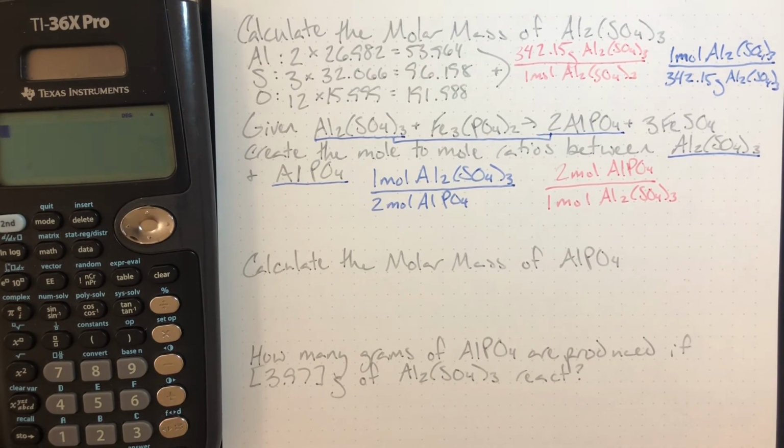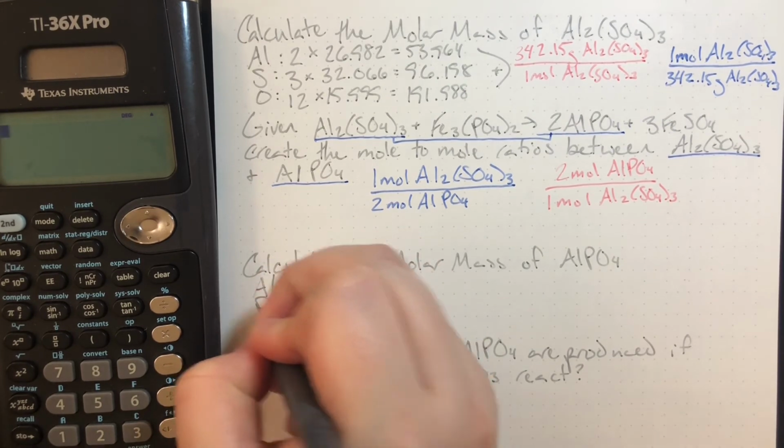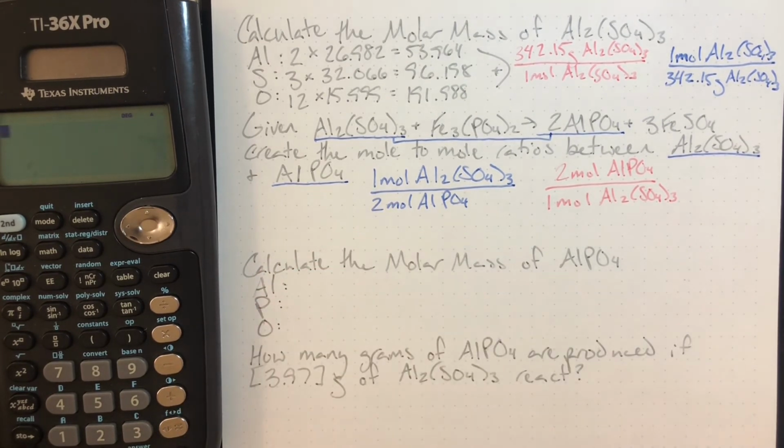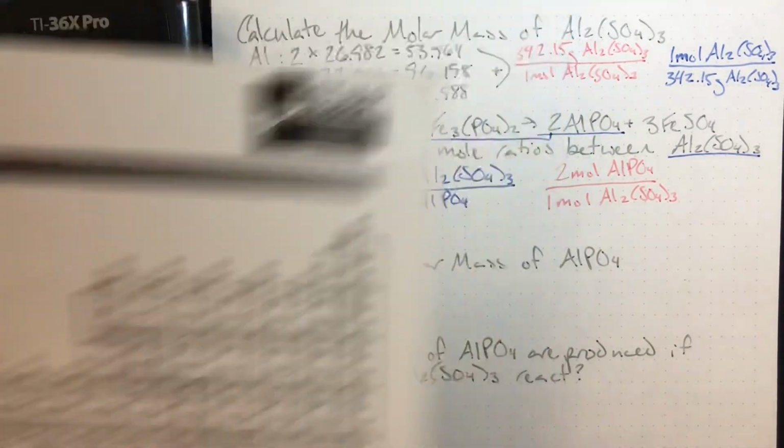Calculate the molar mass of aluminum phosphate. The first thing that I will do is write out everybody that is present. That is going to be aluminum, phosphorus, and oxygen. Next, I will check to see how many of each I have. Aluminum has an invisible subscript of 1, so that means I have 1 aluminum. Aluminum's mass from the periodic table is 26.982.